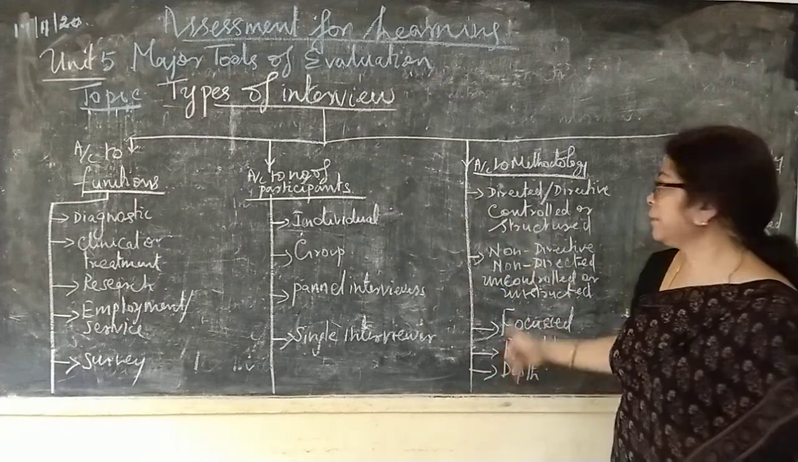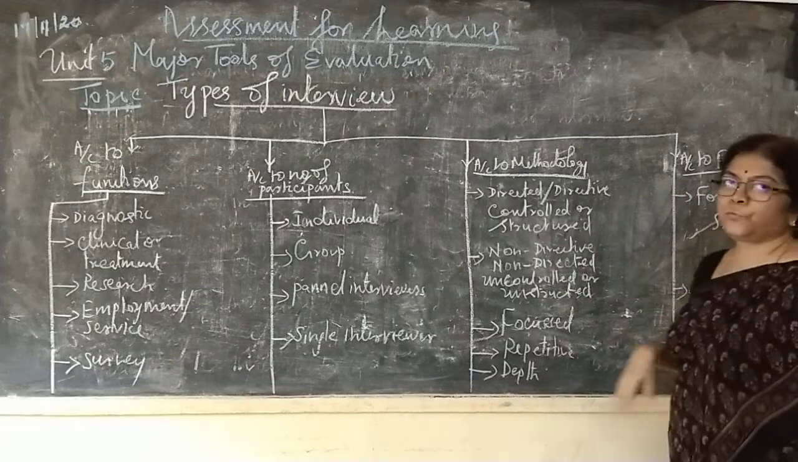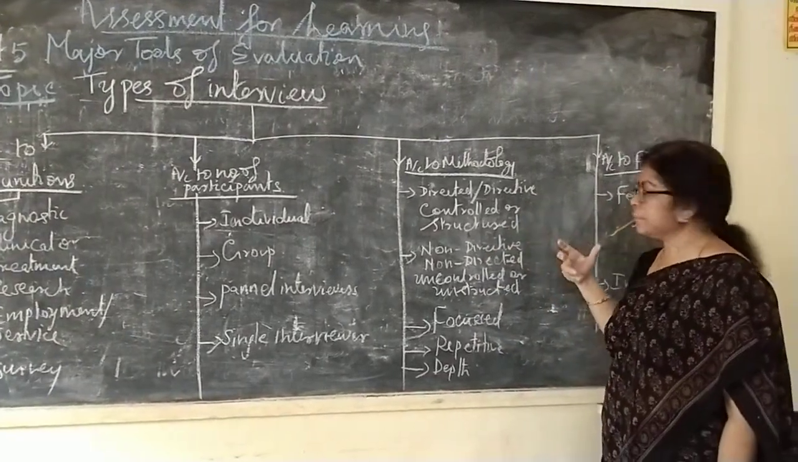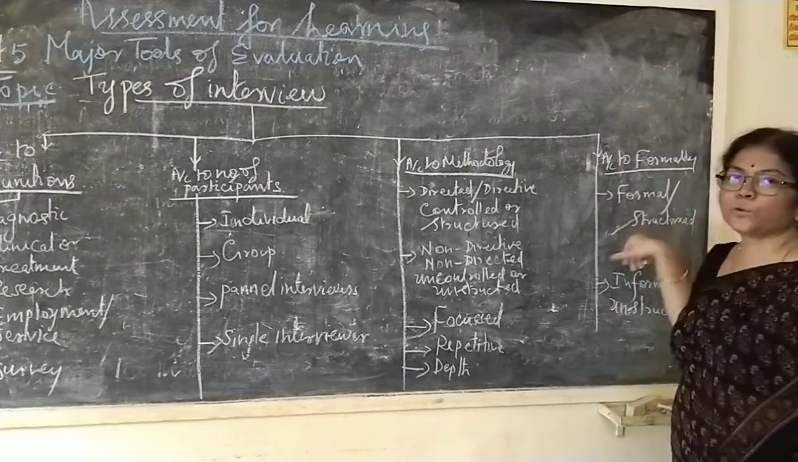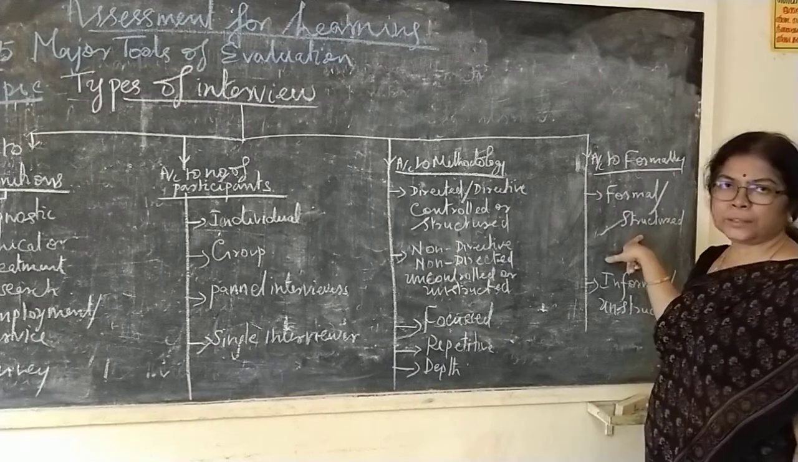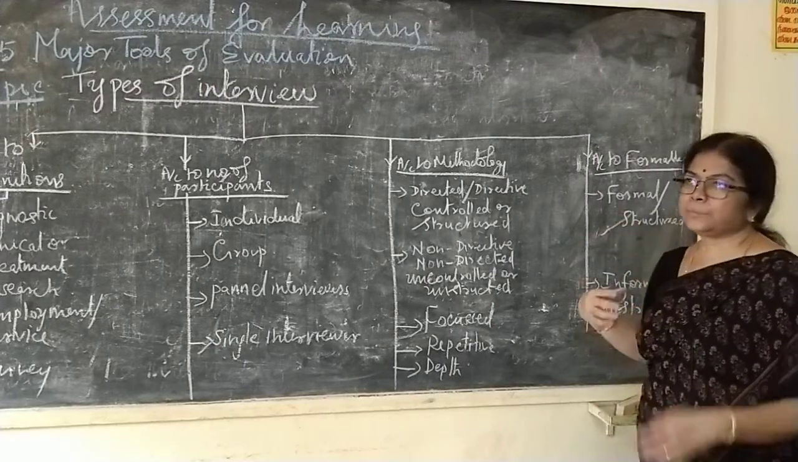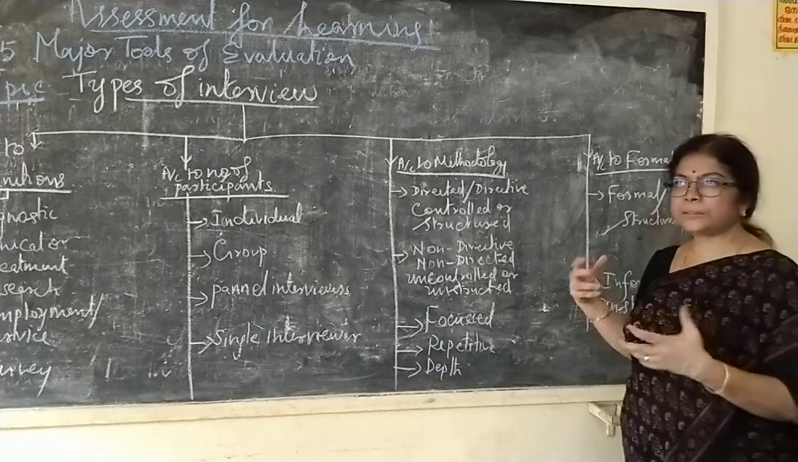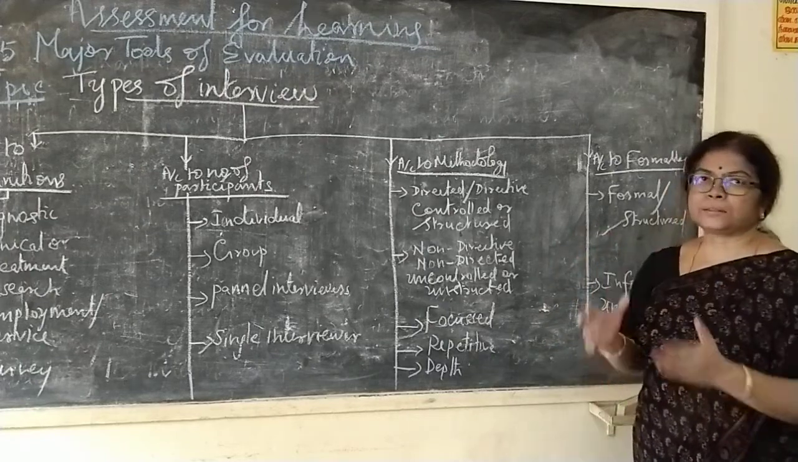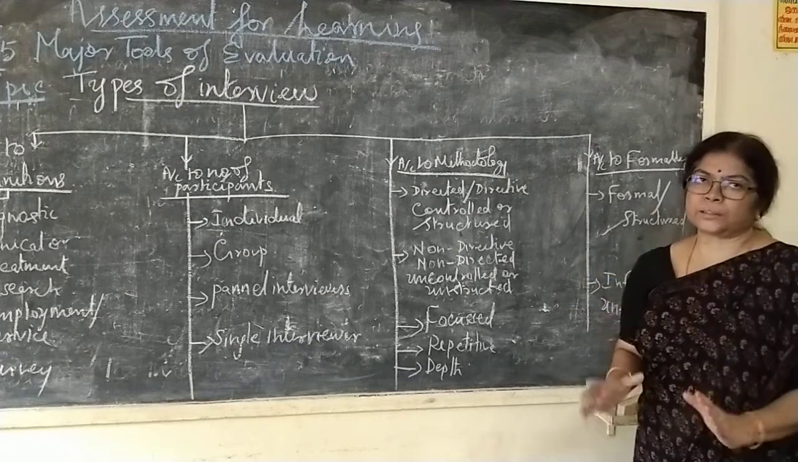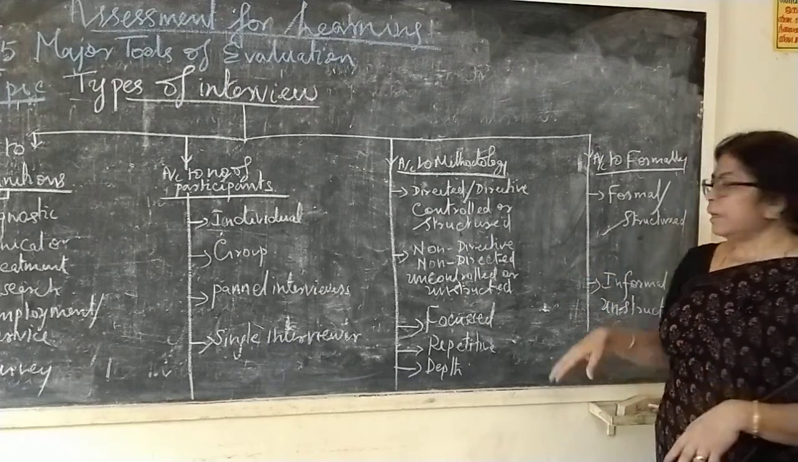Next one is according to formal or informal, okay, the way of conducting. So there are only two types in this one. First is called formal or structured interview. Formal means it is not informal. Formal means the way of dress, way of questions, everything comes under rules and regulations. That is called formal one.